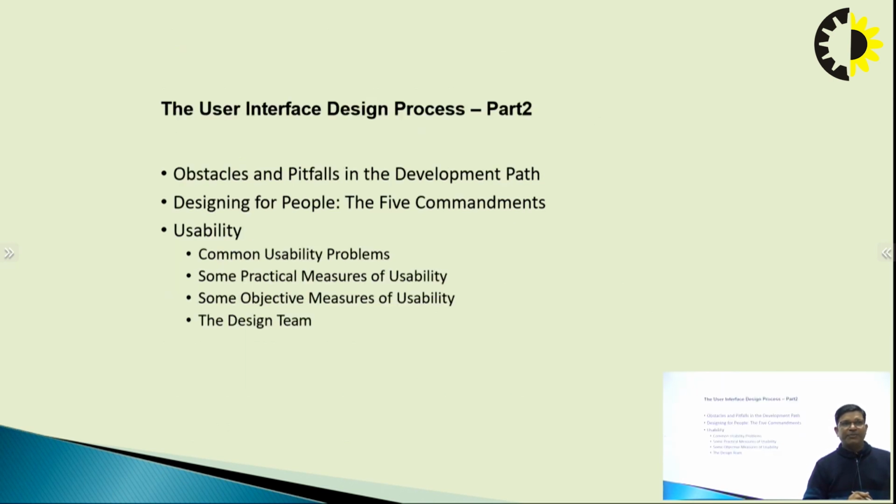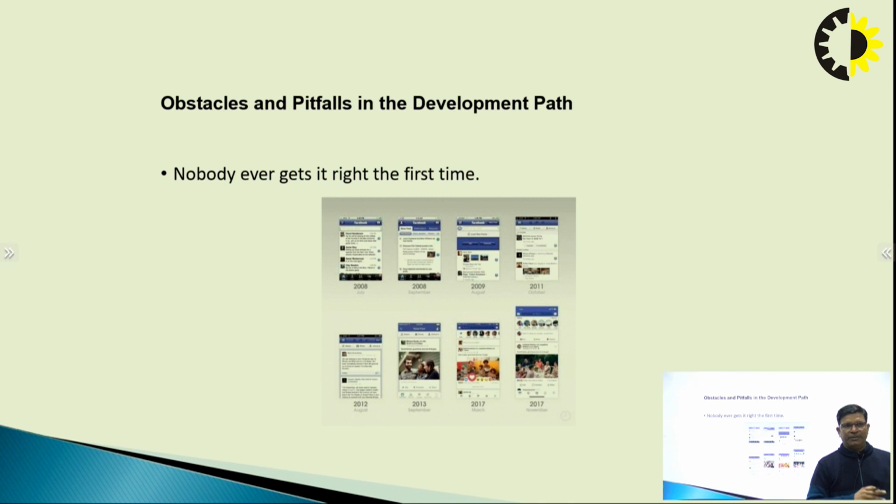Okay. The user interface design process. Different types of obstacles and pitfalls are there: common usability problems, practical measures of usability, some objective measures of usability, and the design team. Like for example, this is a window. You can see that this is a Facebook window. In 2008, it looks like that, but in 2017, it looks like that.